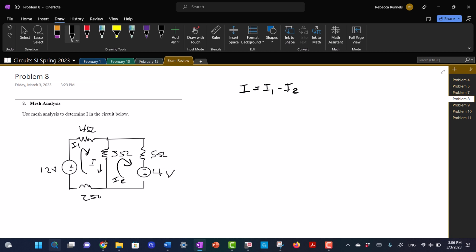With a mesh equation, as you're going around, if you come to a voltage source, if you're going into the minus side, you put minus. If you're going into the plus side, you put plus, and just the number. And when you get to a resistor, you put the resistance times the current. So we'll start with this voltage source. We're going to do I1 first. We come in to the negative side, so that's negative 12. And then we get to a resistor, plus 4I1.